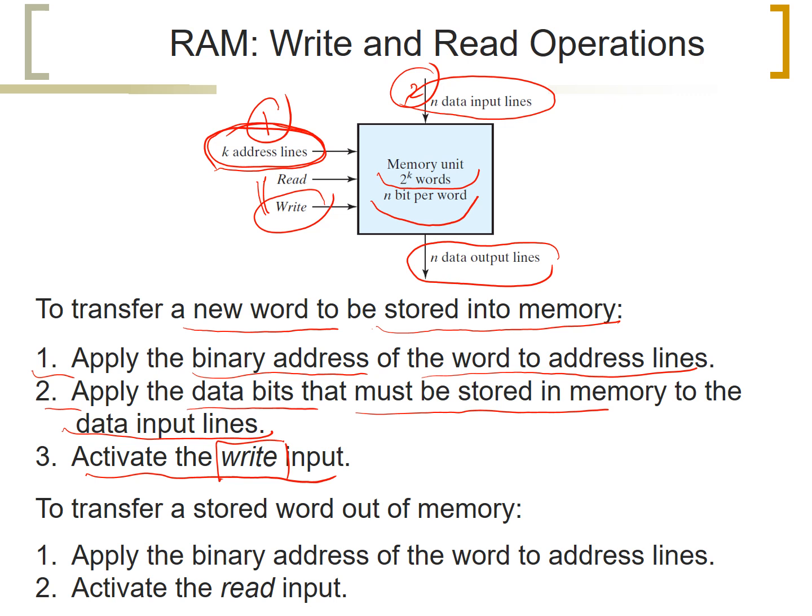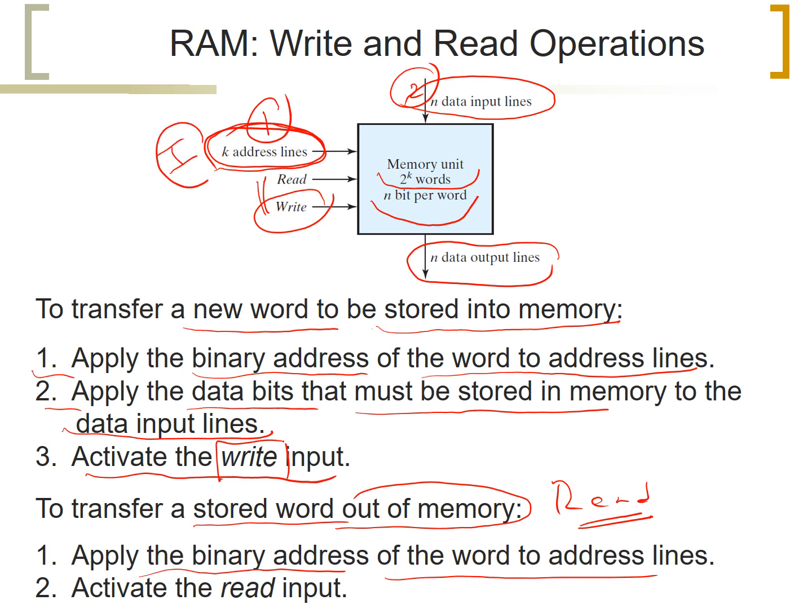To transfer a stored word out of the memory, which means to read a word from the memory, we do the following. One, we apply the binary address of the word to the address lines. So this will be the first step to do. And second, we activate the read input. So read will be activated. And then after some time again, the data output lines will have the data stored in the memory.